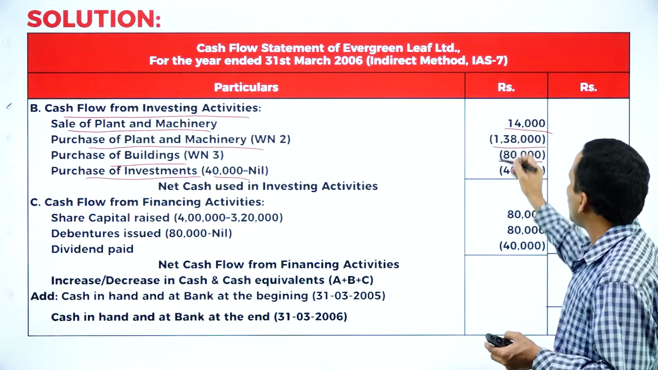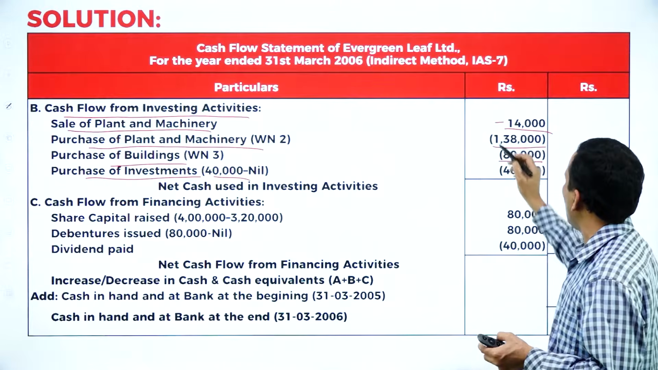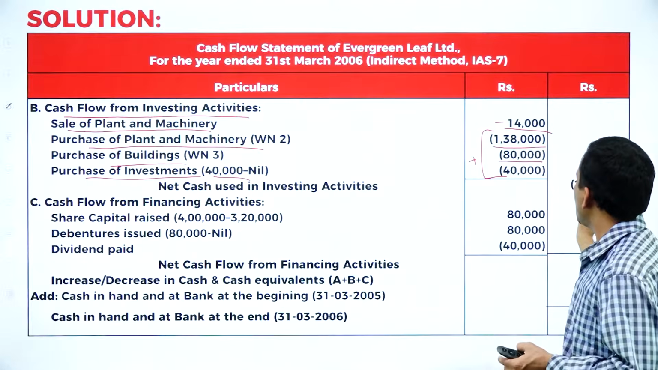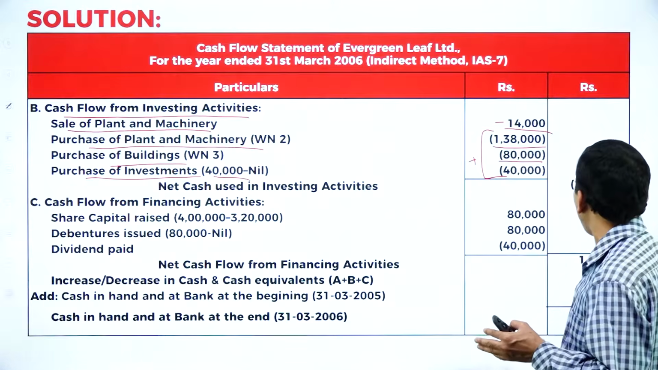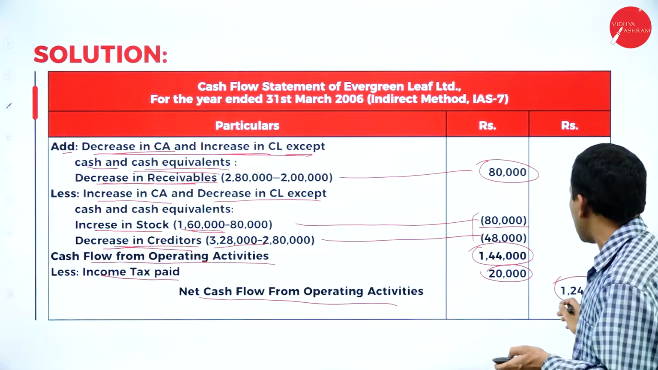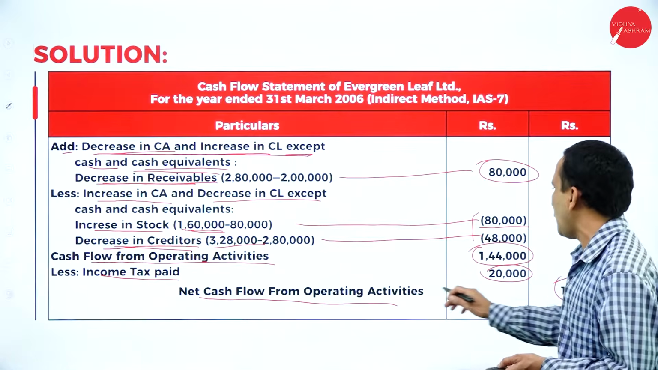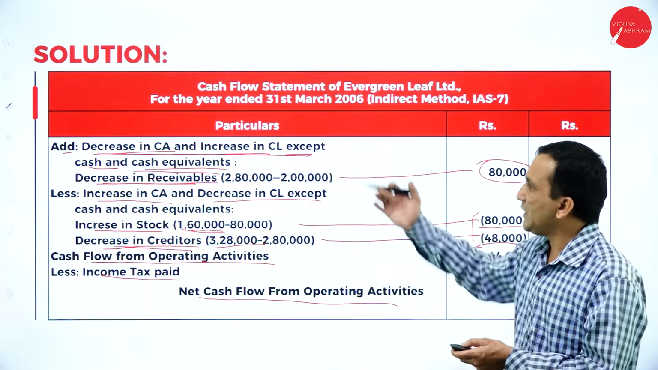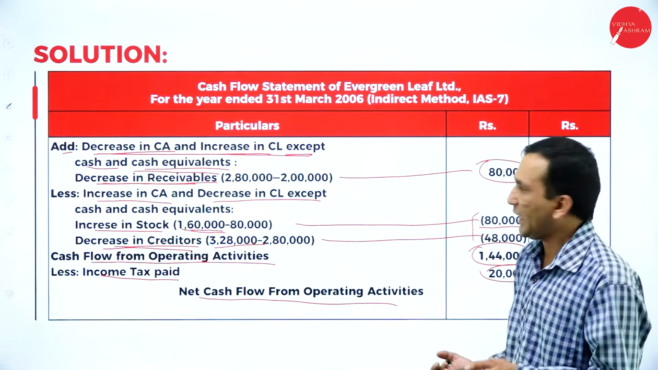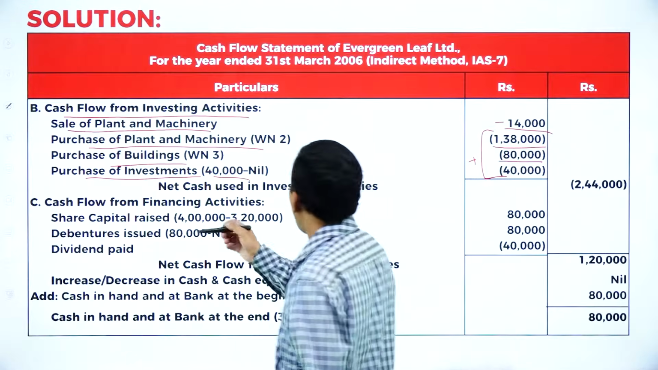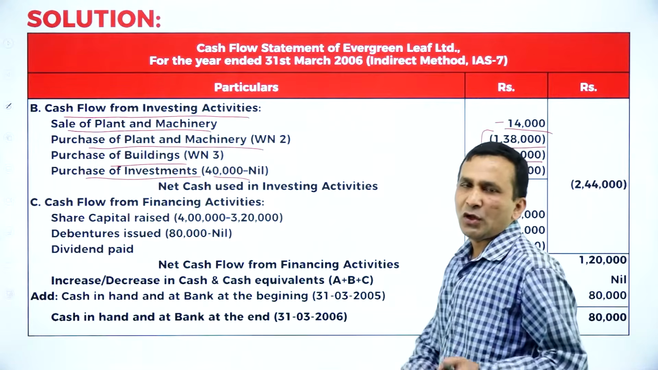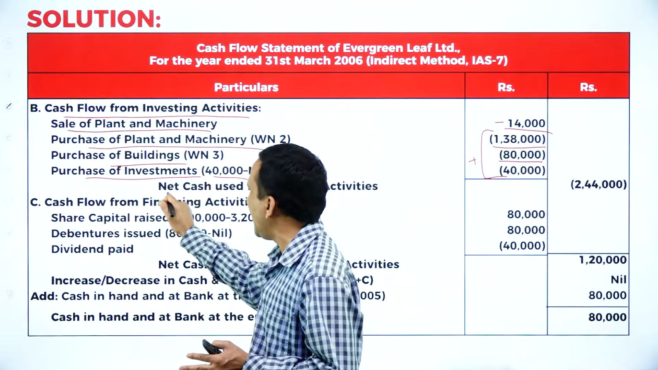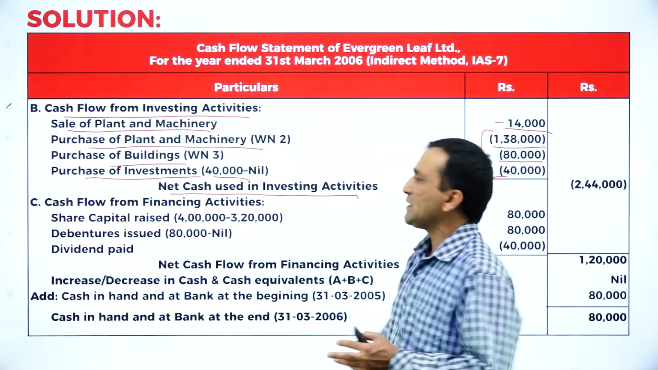So if you add together minus 14,000, you have to add this one, minus 14,000. Then also we are getting a negative balance of 2,44,000. So we know in the previous slide we got net cash flow from operating activity 1,24,000, which is a carry forward for adjusting the next activity, investment activity. So next one, whatever we are getting, 2,44,000, which is coming from the investment activity, that's what I have written here, net cash flow used in the investment activity.